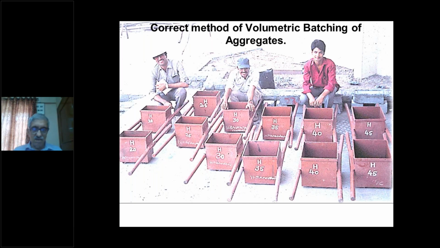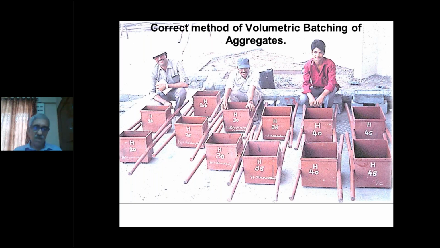Because the aggregate grading changes from time to time at the site, you need to increase or decrease the aggregate content. When we use natural sand, we have to take the bulkage of the sand and increase or decrease the proportion of the sand as per the bulkage results.